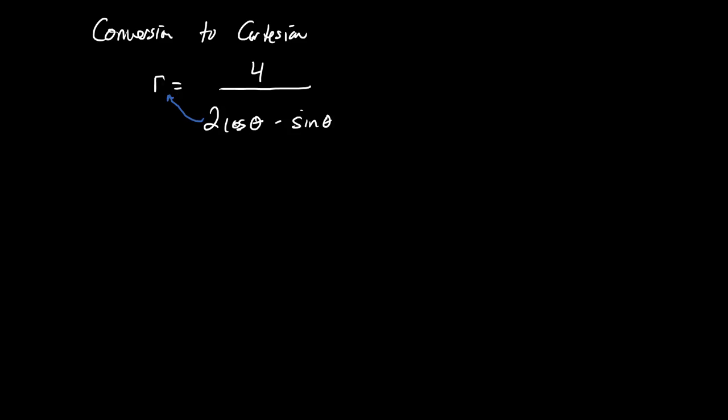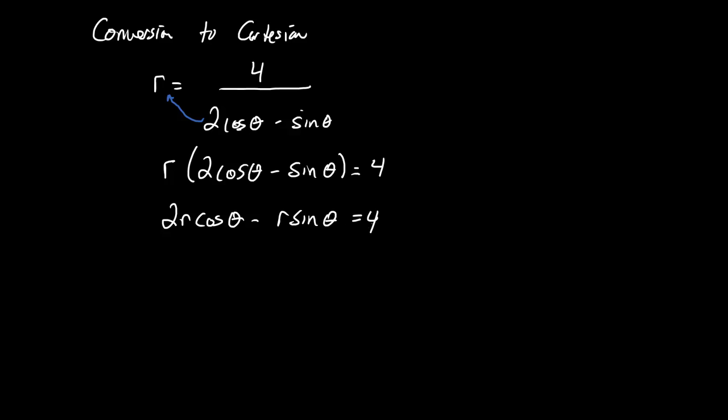I know before, if we were working in algebra, for example, we might have to say there are some restrictions in our denominator, that this does not work if theta equals some value. For right now, we do not have to worry about that, and in calculus 2, you should not have to worry about that. So we're going to have r times 2 cosine theta minus sine theta equals 4. Now I'm just going to distribute that r. So I'm going to have 2r cosine theta minus r sine theta equals 4.